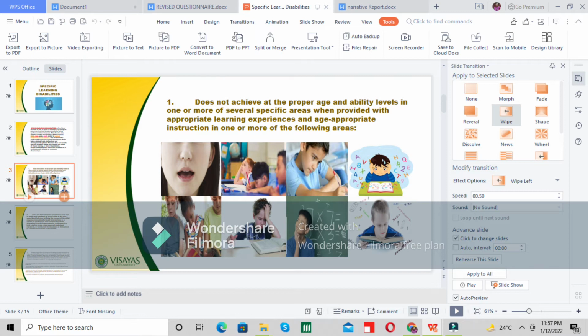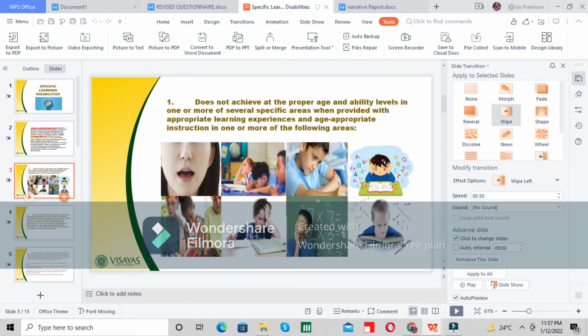The next is the basic reading skills, where a child can read the basics, especially the alphabets. They can read it easily, especially in grade one. But for those who have a learning disability in reading, it affects their ability to decode and comprehend words. So they are having a hard time reading those basic things.